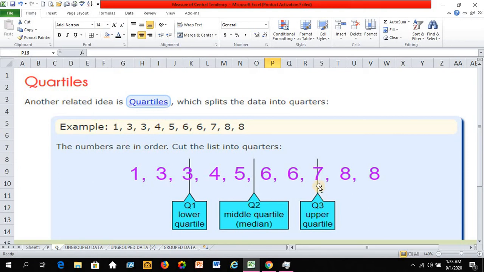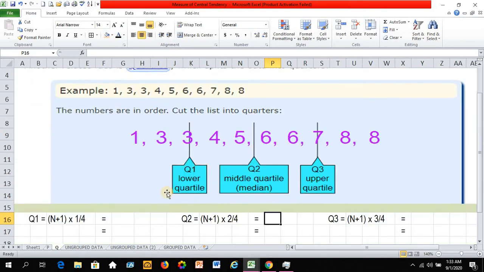Ganon din sa quartile 3, mag-focus ka sa upper 50%, and then hanapin natin yung gitna. So, that is 7. By computation, pag i-compute natin ang quartile 1, parehas, no? Laging capital N plus 1 times, kung quartile 1, 1 over 4. Pag gagamitin natin yung formula, that is equals, open parenthesis, meron tayong 10 observations plus 1, close parenthesis, asterisk, and then 1 divided by 4, press enter, so that is 2.75.